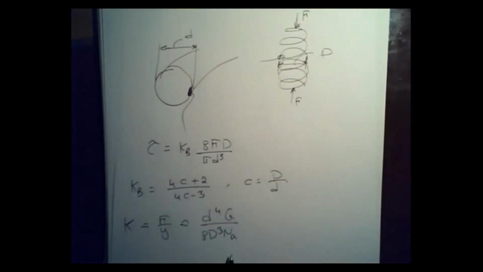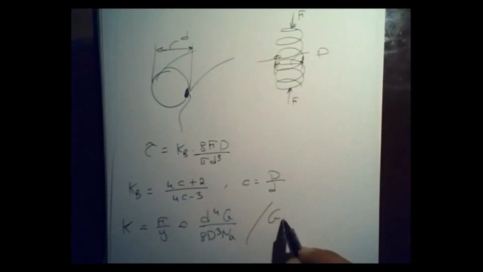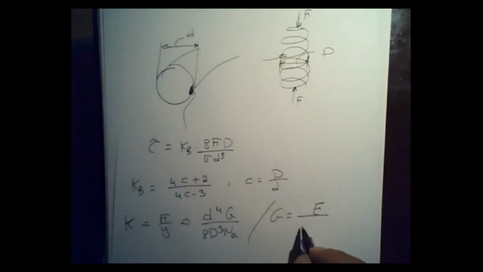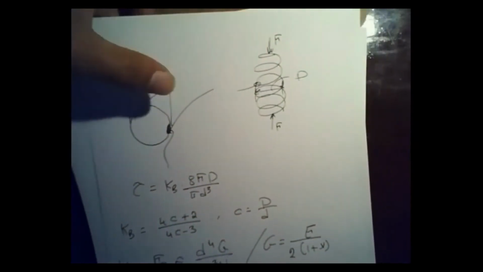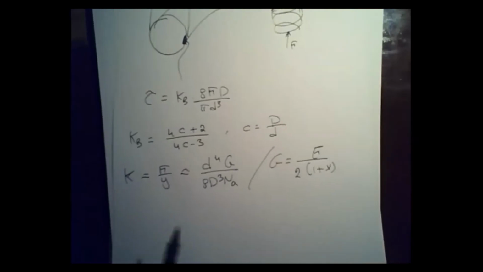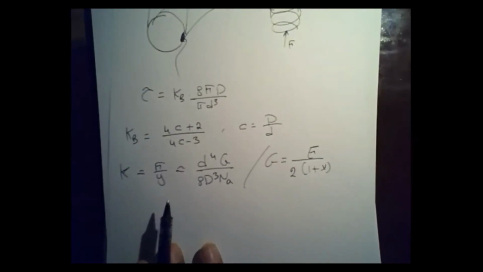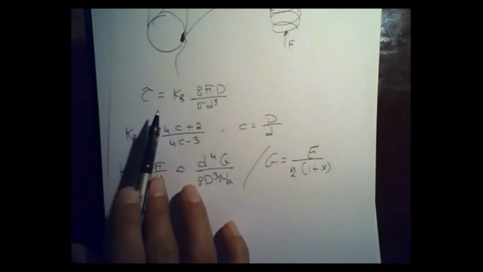All right, how about the spring rate? We got that from our energy equation, and all you have to do is know that the spring rate is going to be equal to d to the fourth multiplied by G divided by 8 D cubed Na, where Na is the number of active coils. G is the modulus of rigidity. It's related to E, the modulus of elasticity, by the Poisson's ratio using this equation. This is really the spring rate.